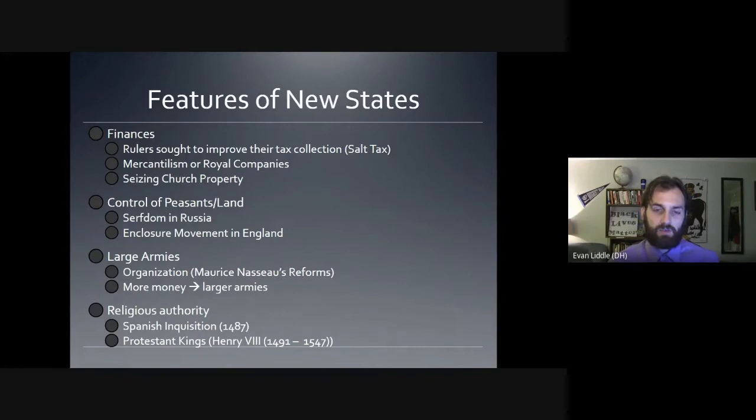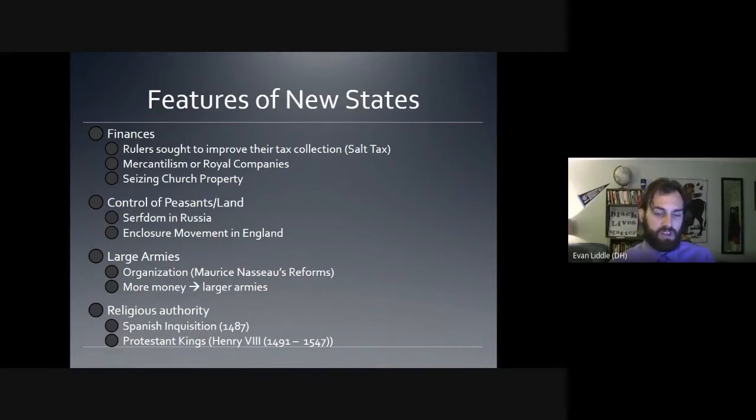They began to encourage overseas expansion as a way to enrich the crown via mercantilism. And if they embraced Protestantism, they might get rich by taking some church property. They also gained greater control over their peasants or over the land. So for example, in England, the local lords took much closer control of the land by kicking the peasants off the land and into the cities.